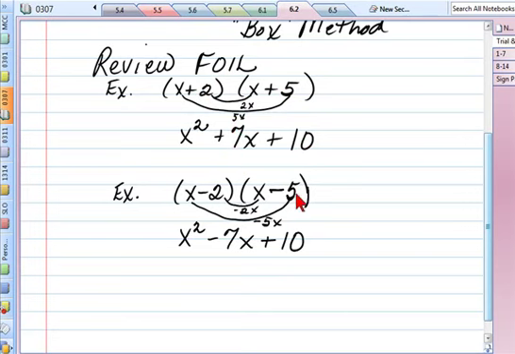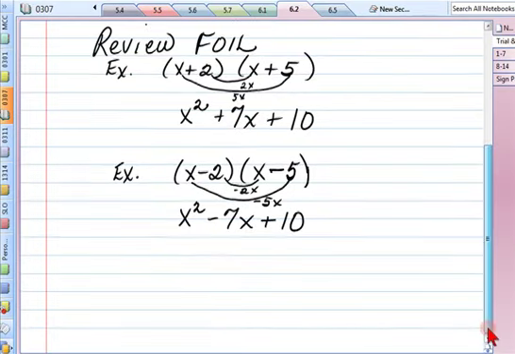-2 times -5 gave us positive 10, but -2x and -5x gave us -7x. So when I start with this trinomial, I'm going to be looking for numbers to go in here that have a product of 10, but a sum of 7. Just kind of put that in the back of your mind, and let's look at 2 more multiplication problems.